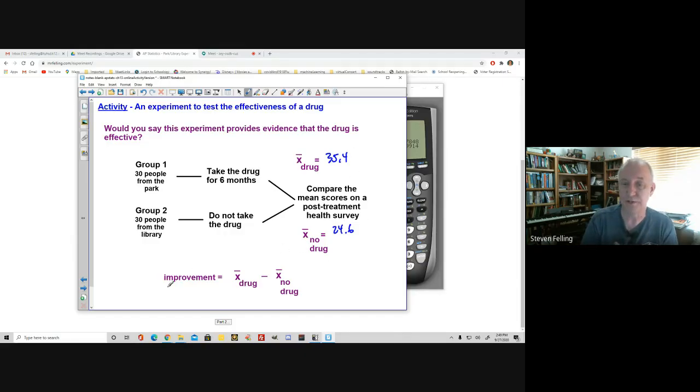So maybe I could define something called the improvement. The improvement would be the number for the drug minus the number for no drug, right, which turns out to be 10.8.